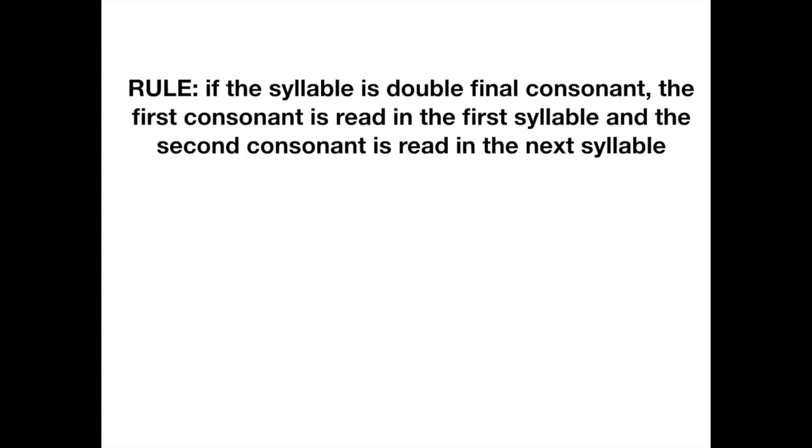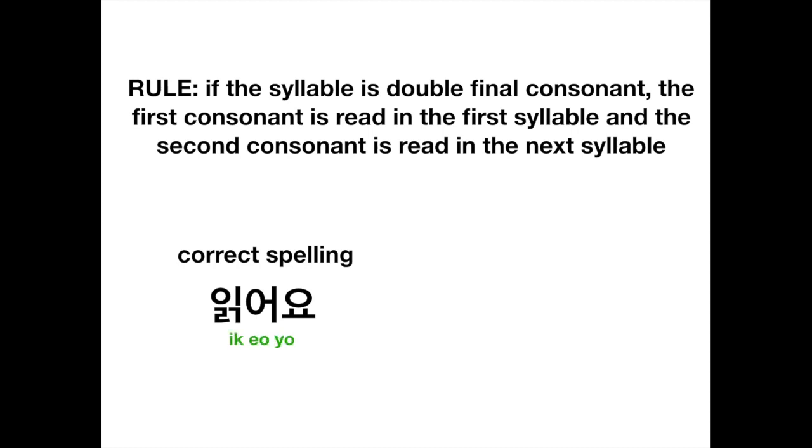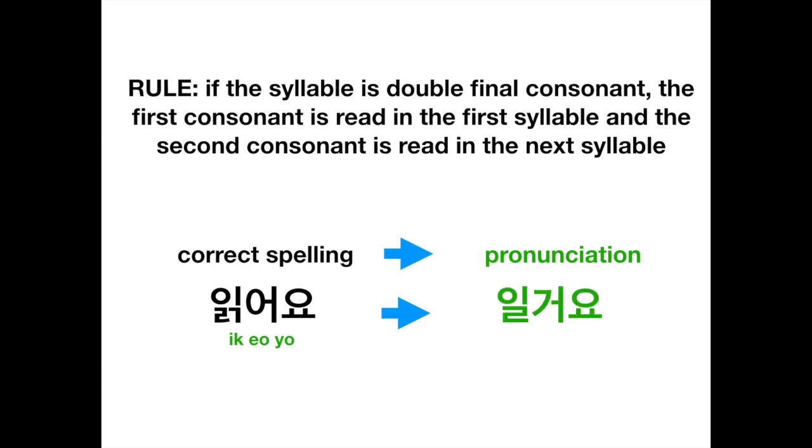Okay, rule. If the syllable has a double final consonant, the first consonant is read in the first syllable, and the second is read in the next syllable. The correct spelling is ik-oyo. The rule is that one is left behind, and the second consonant is pronounced in the next syllable. So you read it as ilgoyo. The first consonant stays in the first syllable. The second consonant, you pronounce it in the next syllable.